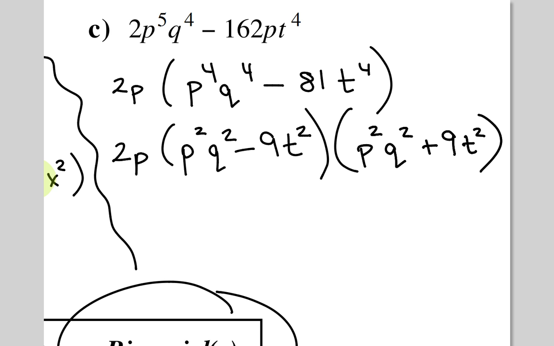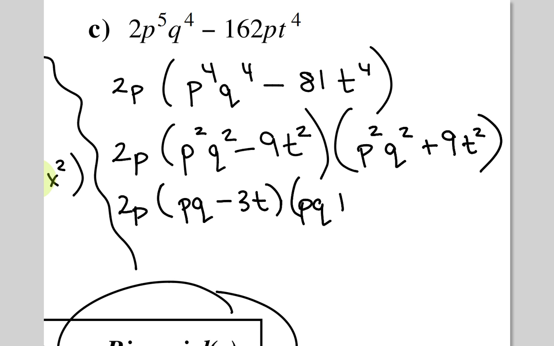Can I keep going on the first one? Oh my gosh, right? Okay, so what's it going to be? PQ minus 3T, PQ plus 3T. Good. And then copy down the last one. Good. Well, write it in there somewhere.